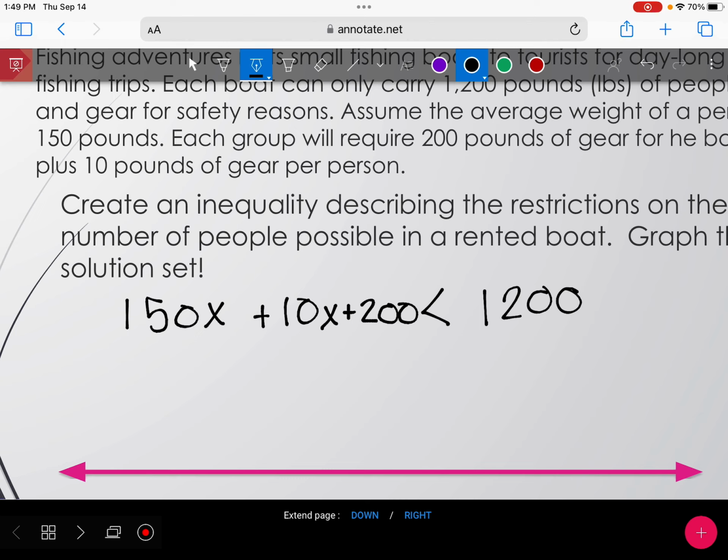Now solve it. Now that we have that inequality, figure out how many people they can take on that boat. Take a few minutes. Solve this inequality. Now that we're agreed on the inequality, solve it. The writing of the inequality is the hardest part. 100%.